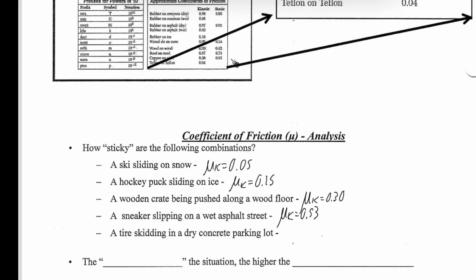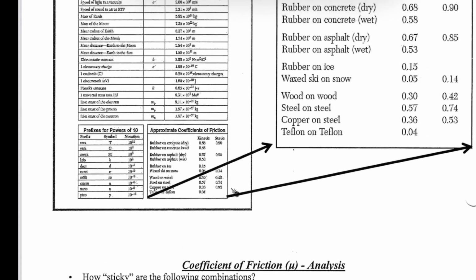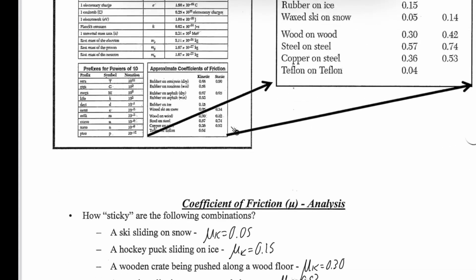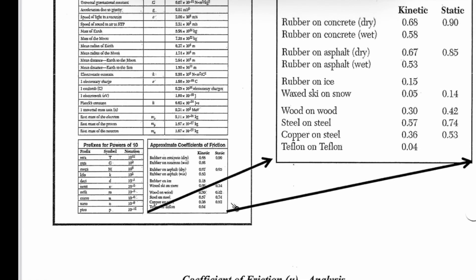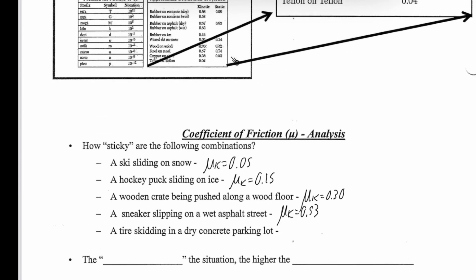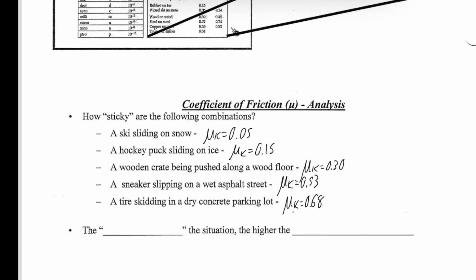Then we have a tire skidding in a dry concrete parking lot. So it's going to be rubber, concrete, dry. And it is skidding, so it'll be kinetic, so 0.68. So we'll get that mu k is equal to 0.68. So we'll see that the stickier the situation, the higher the coefficient of friction, or in other words, our mu.